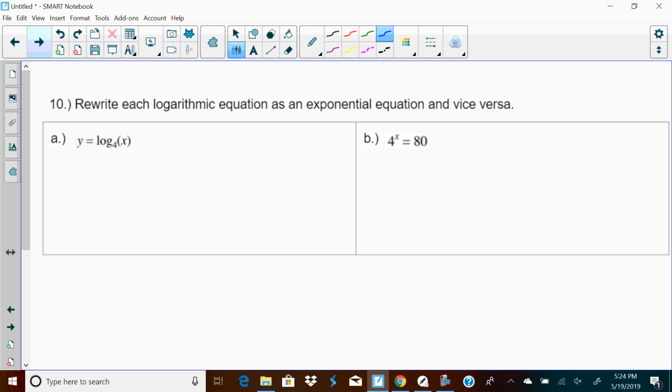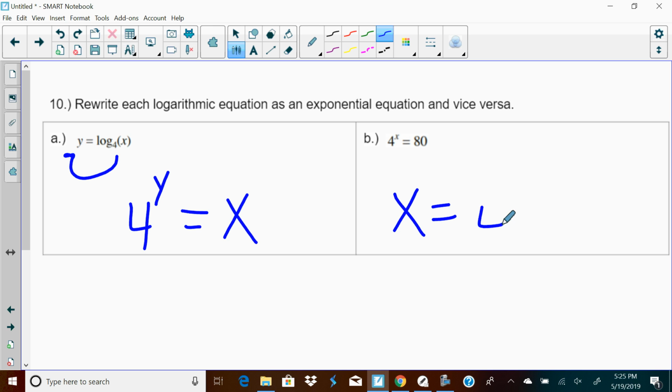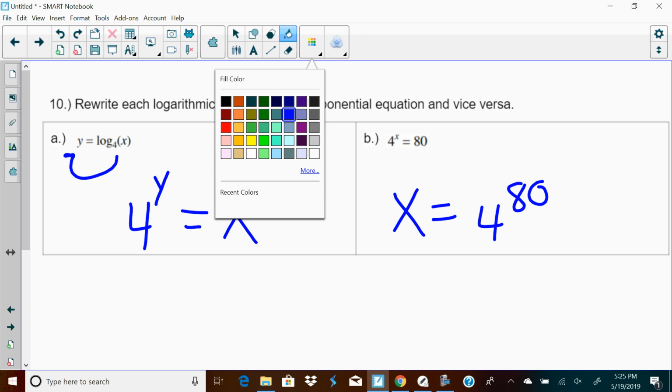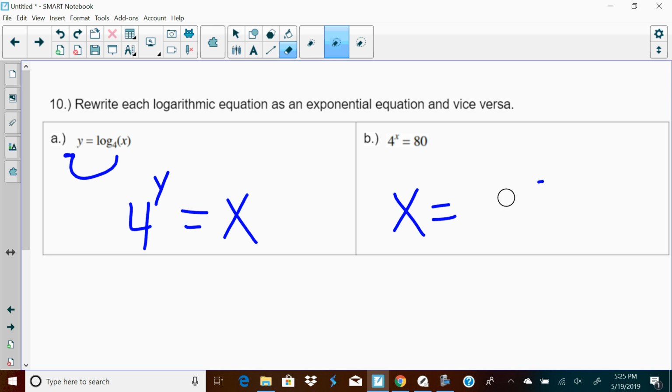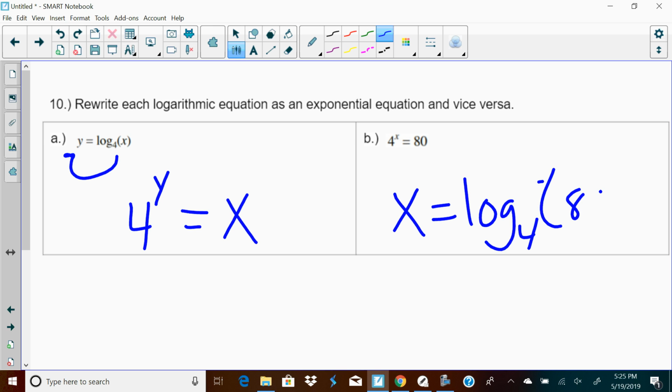Number 10, rewrite each logarithm equation as an exponential equation and vice versa. So 4 becomes the base, so it's 4 to the y equals x. This one, 4 is the base and it equals x, so it's x equals 4 to the 80th. Sorry. X equals the log of 4/80th.